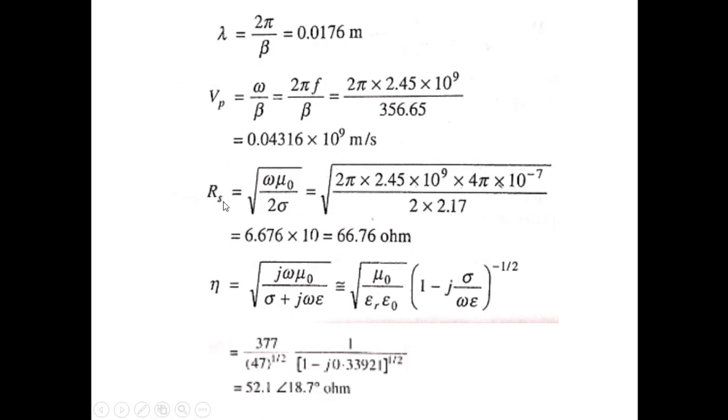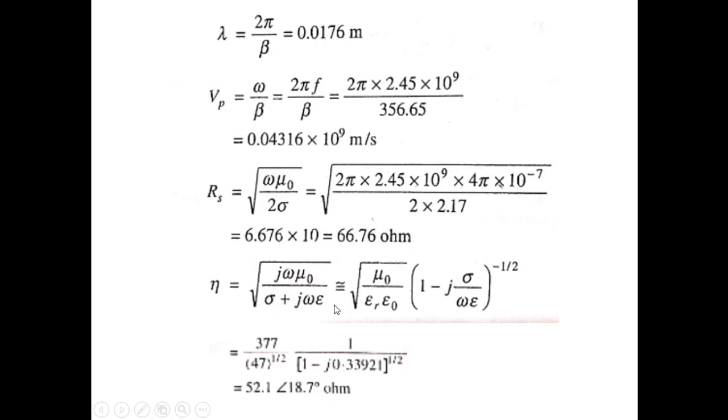The surface resistance Rs is given by under root of omega mu naught divided by 2 conductivity, which is under root of 2 pi into 2.45 into 10 raised to 9 into 4 pi into 10 raised to minus 7 whole divided by 2 into sigma value 2.17. To simplify, we get 6.676 into 10, which is equal to 66.76 ohm.